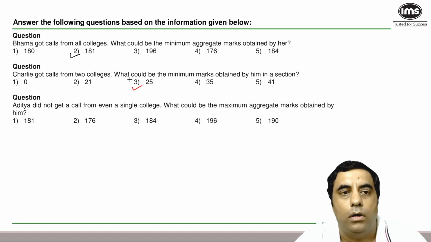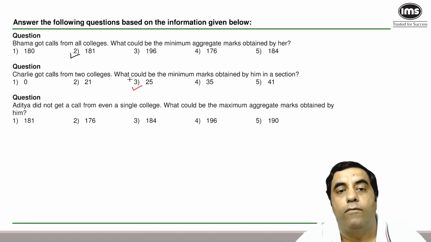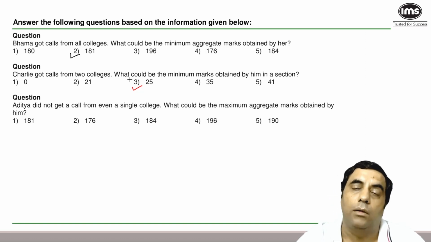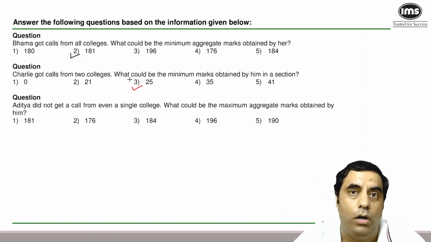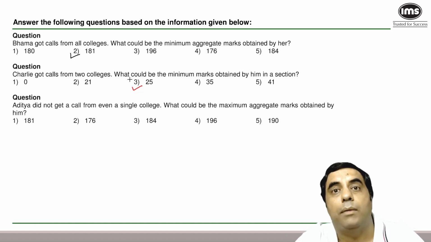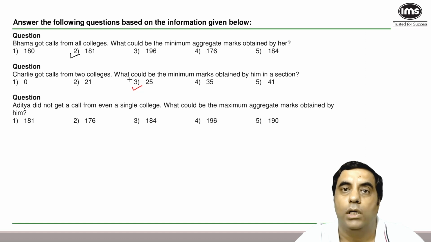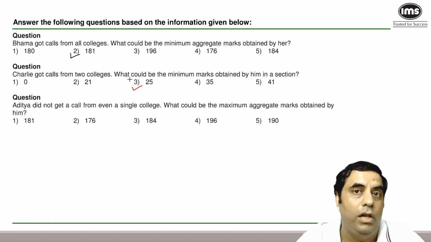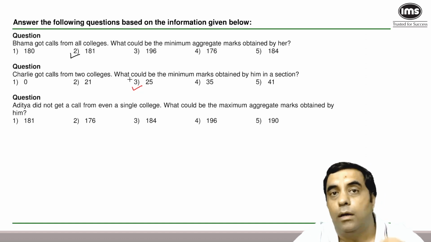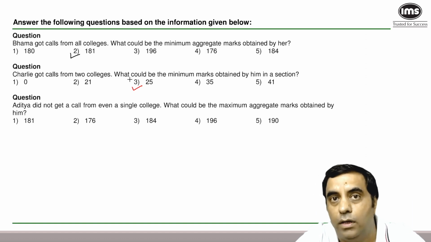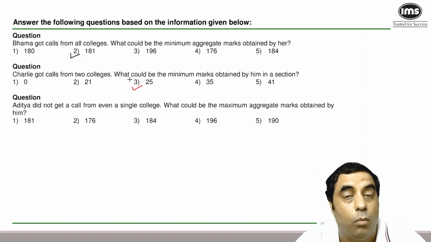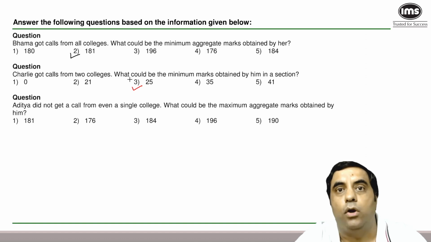Yes, okay. Now, if you look at the last question for this, it says, Aditya did not get a call from even a single college. What could be the maximum aggregate marks obtained by Aditya? Now, here what I'm supposed to do is, I don't want to get a call from any of the colleges, but at the same time I need to maximize my score. So in order to maximize the score, the only way a student will not be able to get a call is by not clearing the sectional cutoff. So my aim is to find the maximum score and still not get a call.